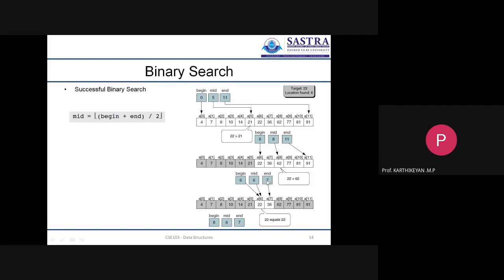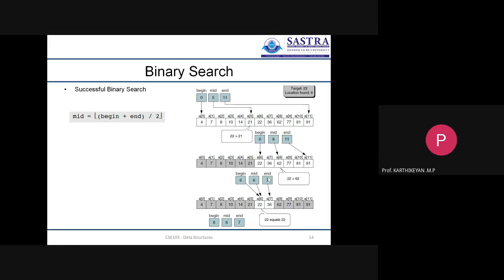Now calculate the middle element. 6 plus 7 is 13. 13 divided by 2 is 6.5. When you round it down, you will get 6. So at the sixth index, what is the value we are having? 22. If it is equal to our target, forcefully we need to increase the begin value greater than the end value. We need to terminate the loop.